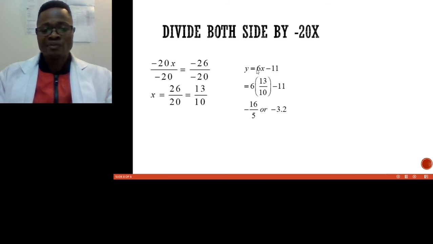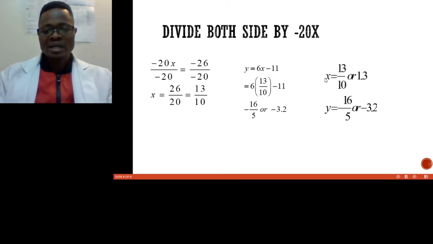Of course, now we are going to replace our answer in the y value, which is equation 2. Remember, we are having two equations, and now y will be given by 6 times what we have as our x. Our x value is 13 divided by 10 minus 11, which will give you negative 16 all over 5. Or if you standardize it, you get negative 3.2. Now, we already have our x as 13 over 10 or 1.3, and our y value is negative 16 divided by 5 or negative 3.2.